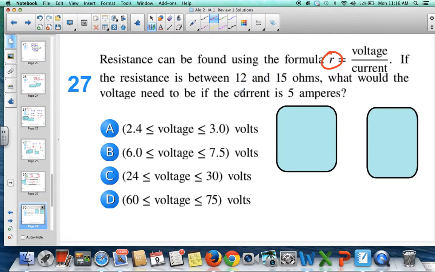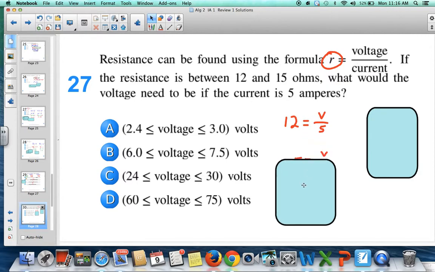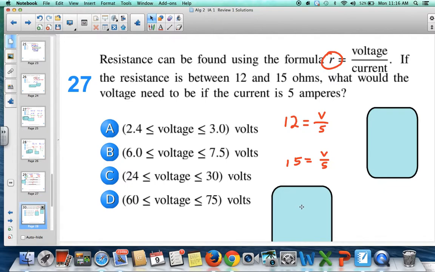So let's say the lowest it could possibly be is 12. That's going to give me an inequality that looks like this, equals 12. So 12 equals V over the current, because we still don't know what the voltage would be, but the current is 5, because it tells us 5 amperes. So the current is 5. So this is what we get. So I multiply both sides by 5, and I get, what do I do?